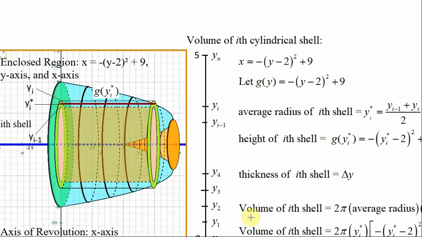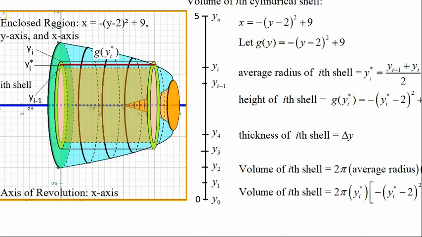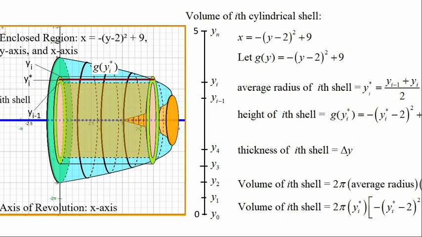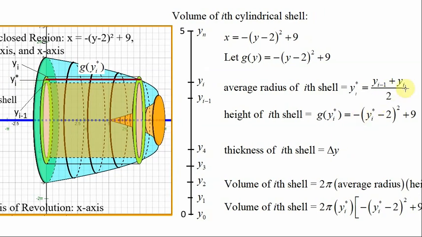And now let's find the volume of the ith cylindrical shell. The ith shell comes from this ith subinterval right here. Right here, this is y sub i minus 1, and right here, that's y sub i. And right in the middle, let's call it y sub i star, which is y sub i minus 1 plus y sub i, divided by 2.